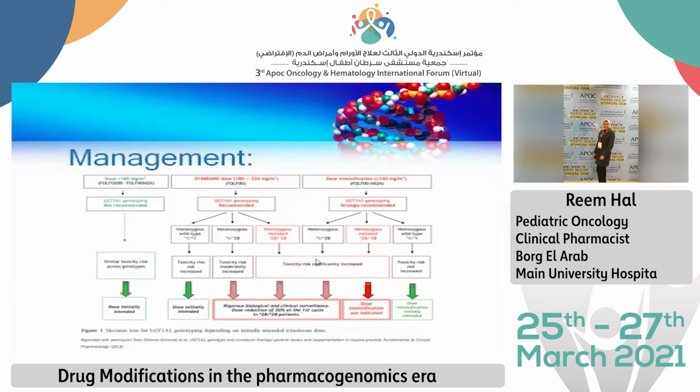Whether it will give homozygous wild type *1*1, or heterozygous *1*28, which is intermediate metabolizer, or homozygous mutated *28*28, which is the poor metabolizer. Okay, and the decision here is to give a dose reduction of 30% of the dose at first cycle, and then if tolerated, to raise the dose, guided by the neutrophil count.